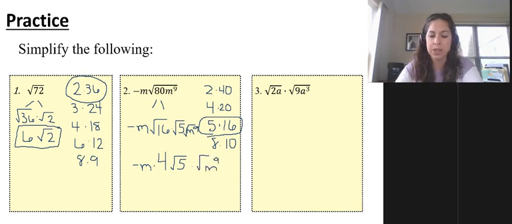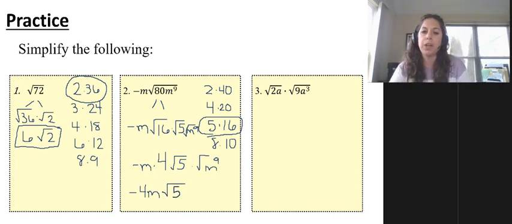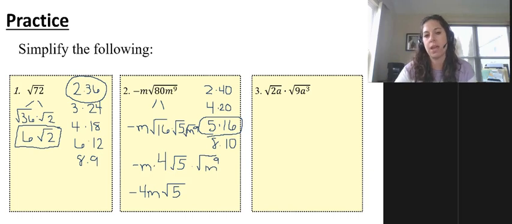And eventually you guys will get the hang of this, so you won't have to write out every step, but for right now I'm going to write out every step. So this can then be negative 4m times the square root of 5. Now we're going to take the square root of my exponent. So basically that is saying we have 9 m's. Well, we know the square root of 9 is 3, so this turns into times m to the 3rd.